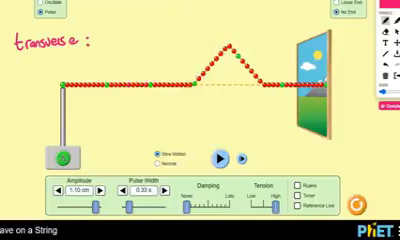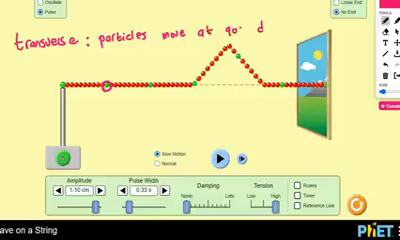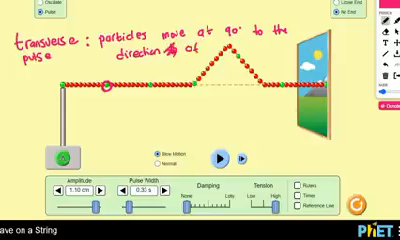Transverse is when the particles, now remember the particles are these individual little things, move at 90 degrees to the direction. I should have actually said, transverse pulse, to the direction of the pulse. Your teacher might not say 90 degrees, your teacher might say they move perpendicularly, so perpendicular, like that.